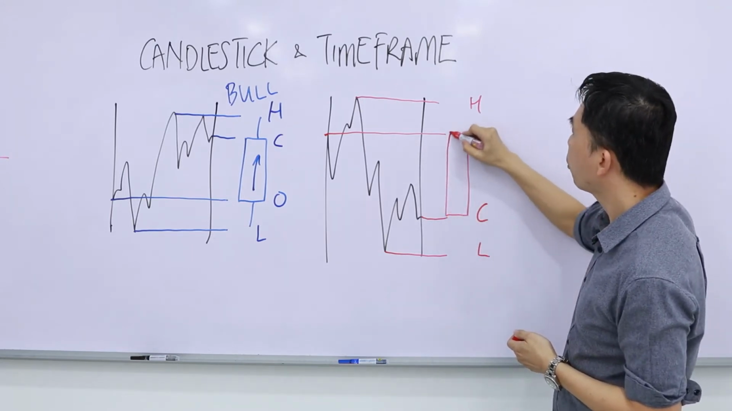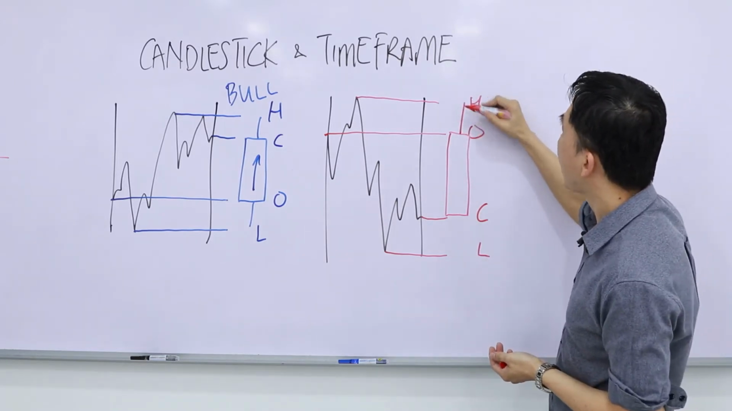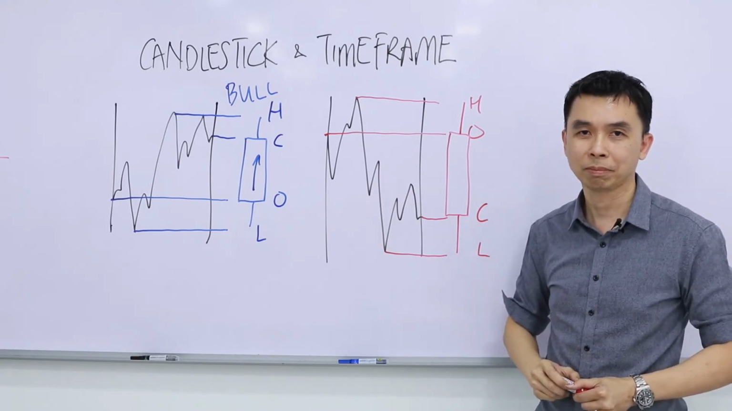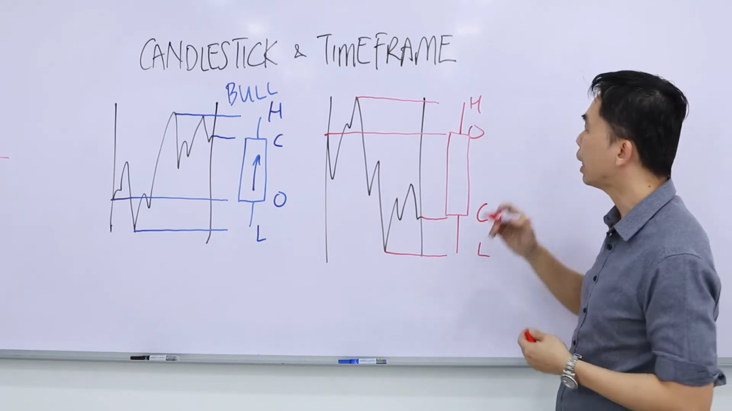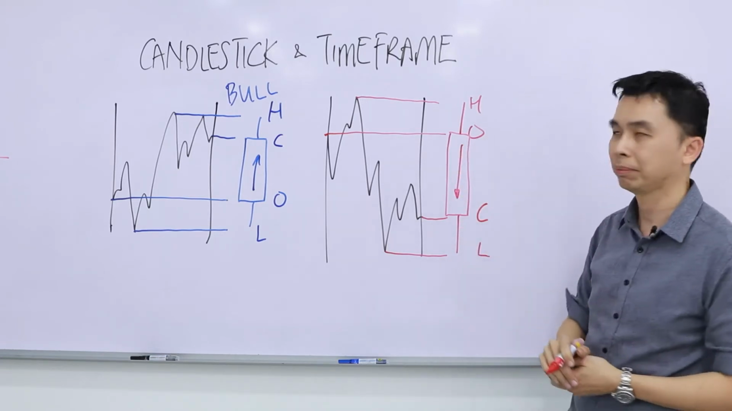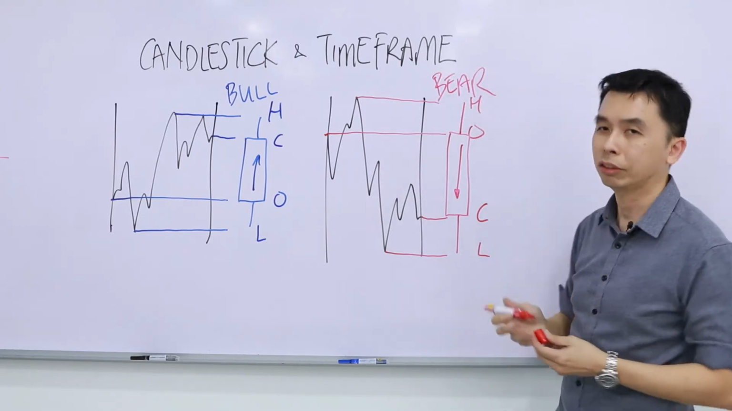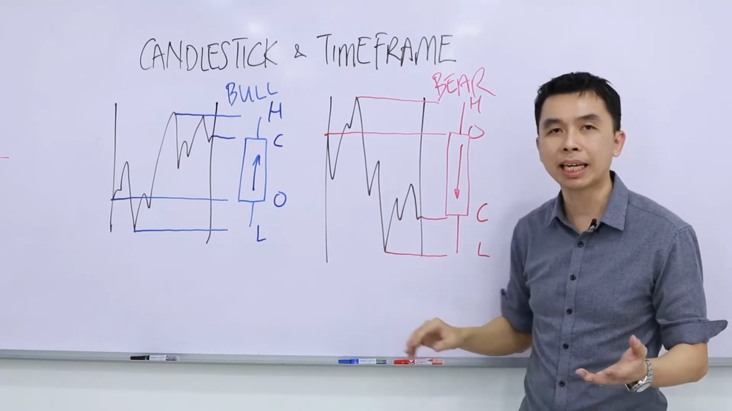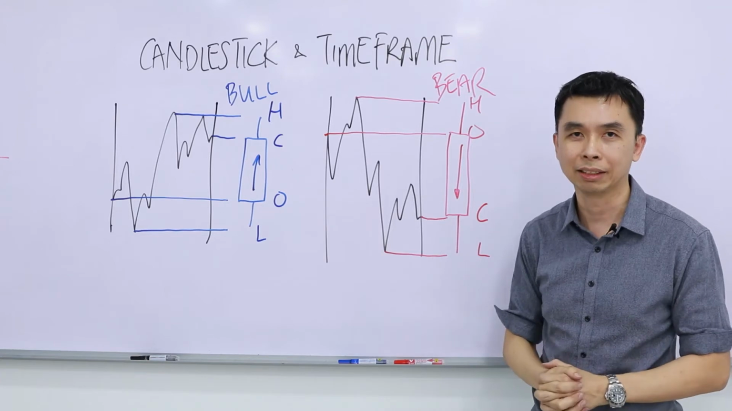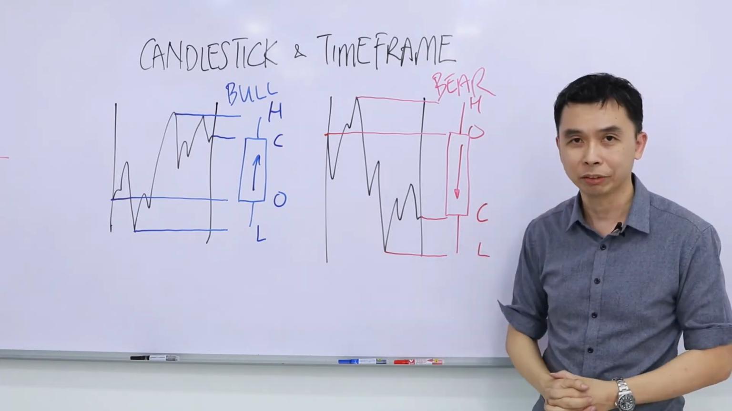Again, the open and the closing price will form the body of the candle. The high and the low price will form the shadow or the wick of the candle. In this example, it has represented an overall downward movement in the price. This is what we call a bear candle. In the finance markets, anything that moves up, we call it bullish or a bull candle. Anything that comes down, we call it bearish or a bear candle.